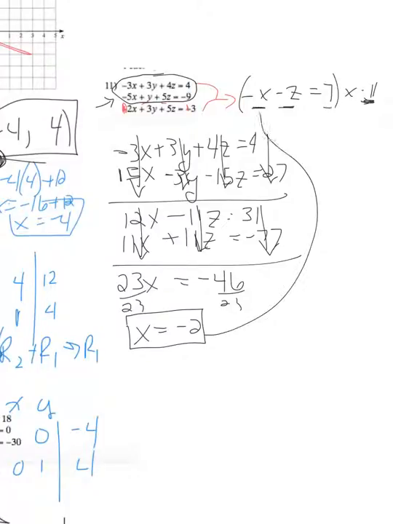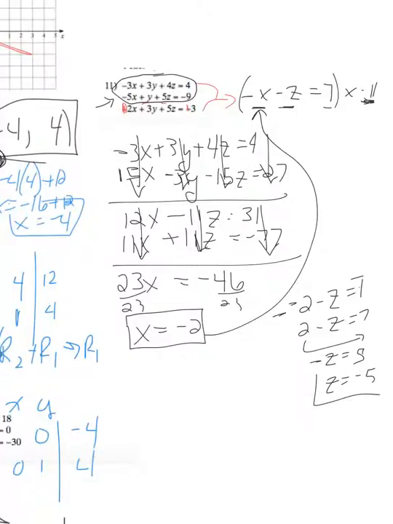Okay, I'll just pick this one right there. That looks like a good place for the x to be. So negative 2 minus z equals 7. Move the 2 to the other side, so negative z equals 9. So z equals negative 9.